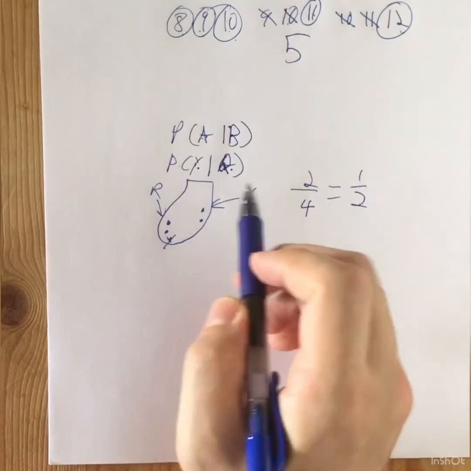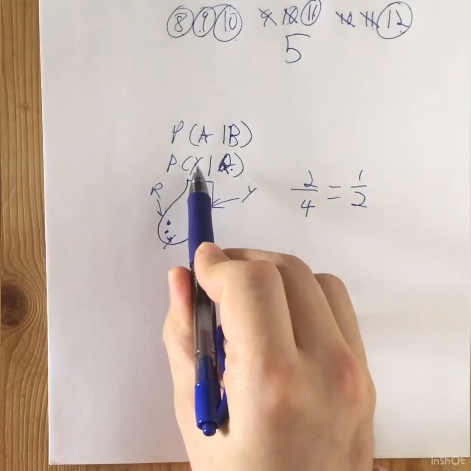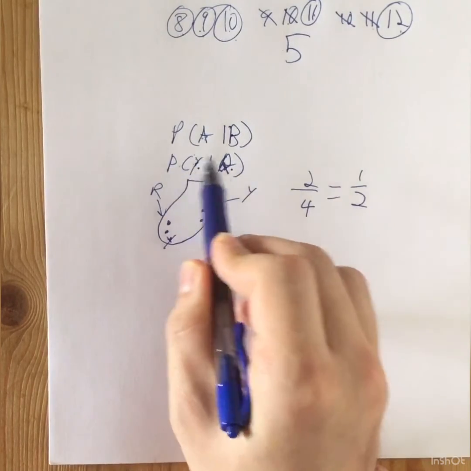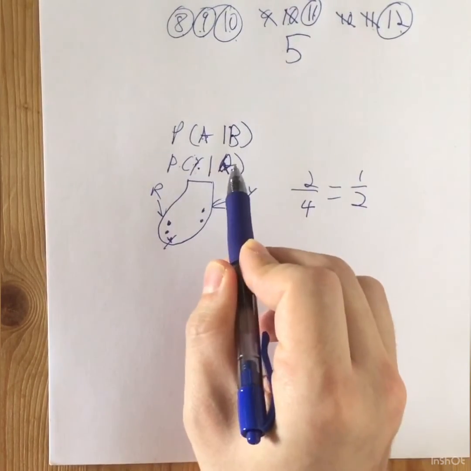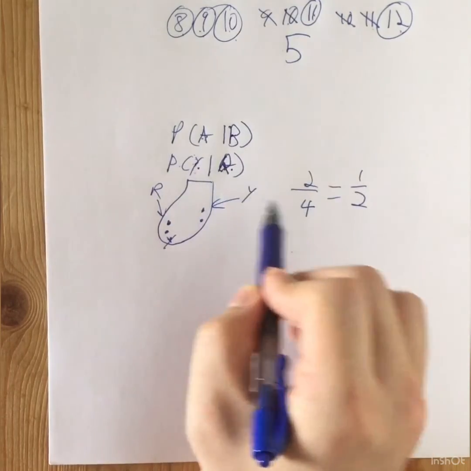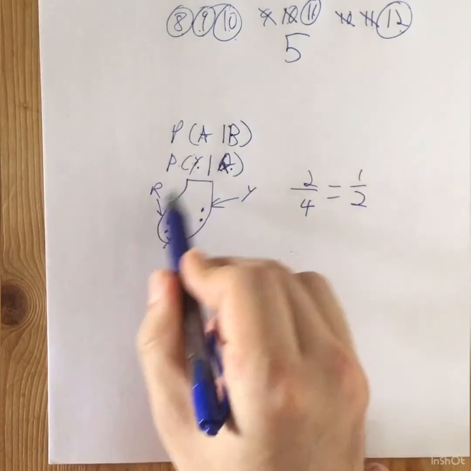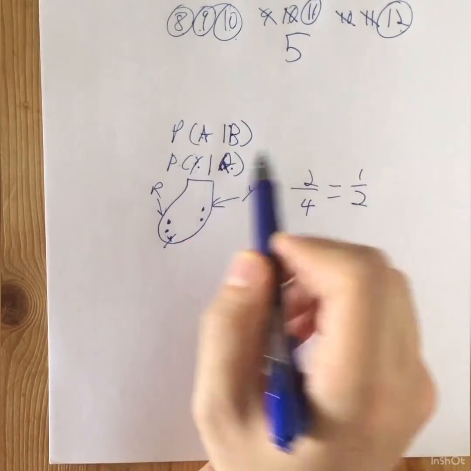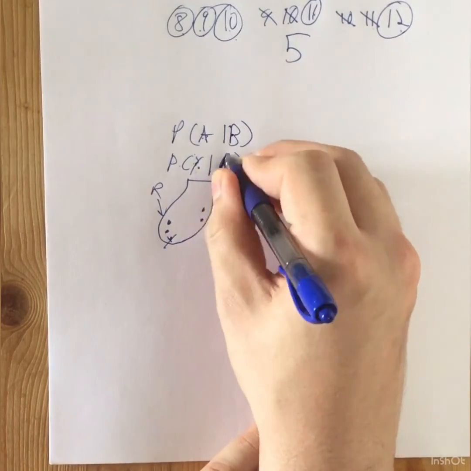What are the chances that I'm going to get a yellow now if I already got a red? And the way to deal with it is, again, to say, how did my sample space change? How did this change based on this event that already happened?